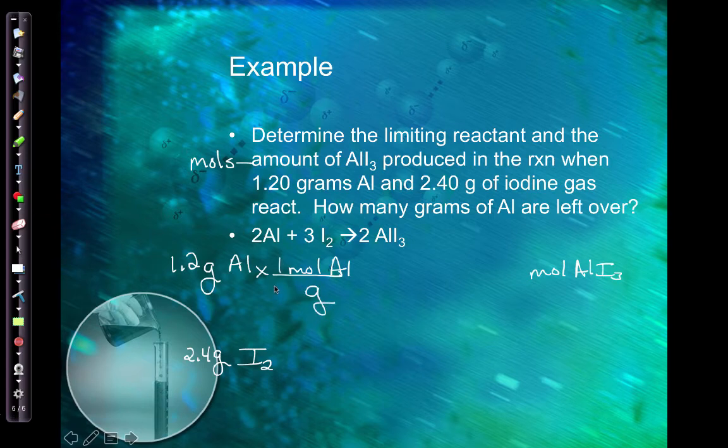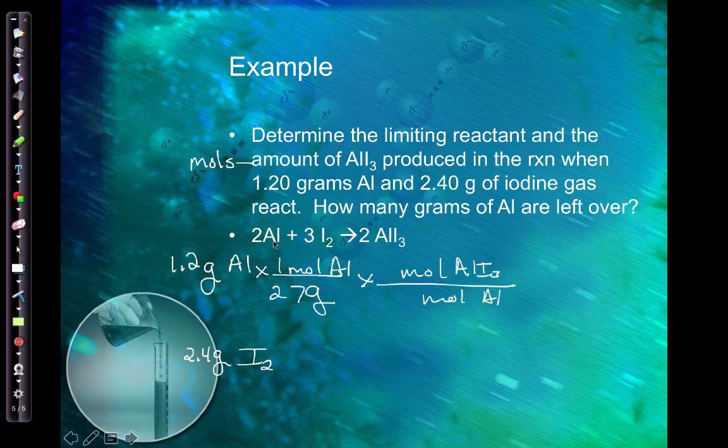So 1 mole is equal to about 27 grams. And then I can go to my moles of my product, because once I'm in moles, I can go to moles of anything in the chemical reaction. So moles on top of moles, look at your coefficients. So it's a 2 to 2 or 1 to 1 ratio. So then once you divide, you're going to get 0.044 moles.